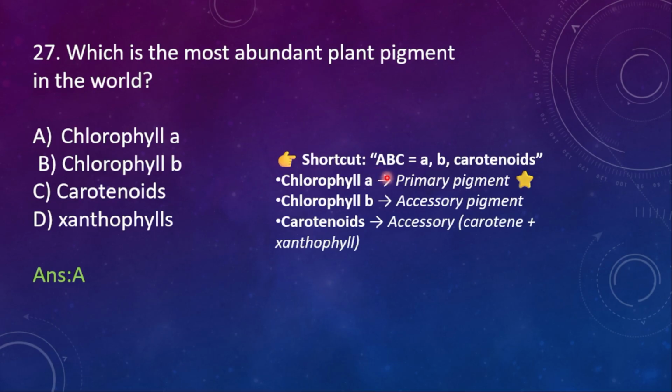Got it? A, B, C. Keep in mind A, B, C. Among A, B, C, which one is primary? Chlorophyll A is primary. The remaining B and C are accessory pigments. Only A can act, others just attract. A is going to act here; the others, chlorophyll B and C, are going to attract. Attract whom? The light, sunlight.